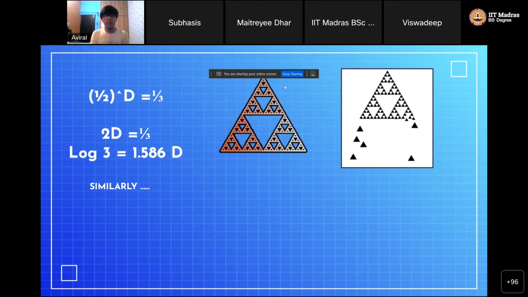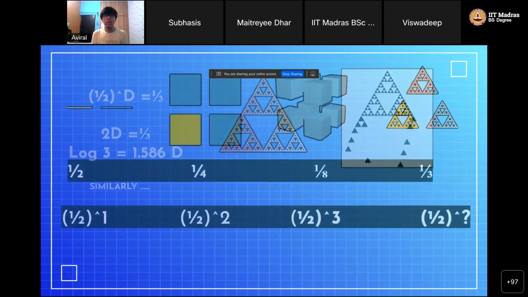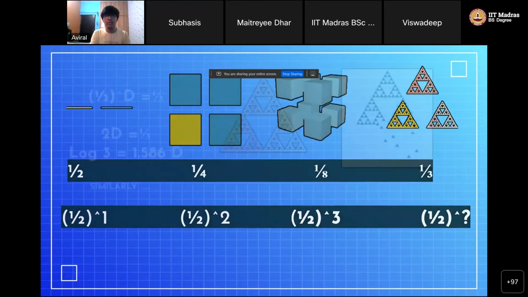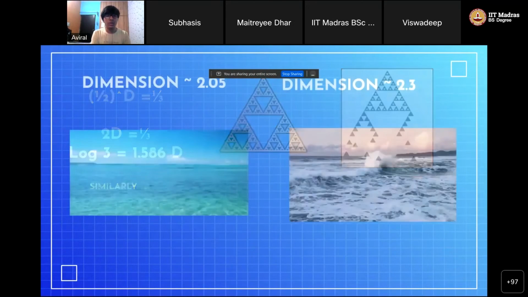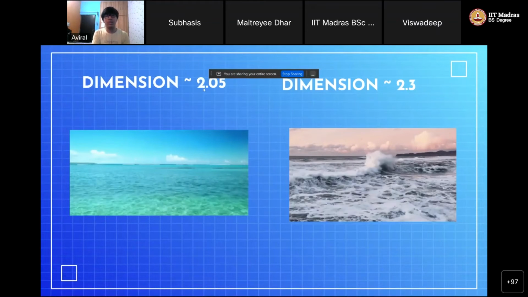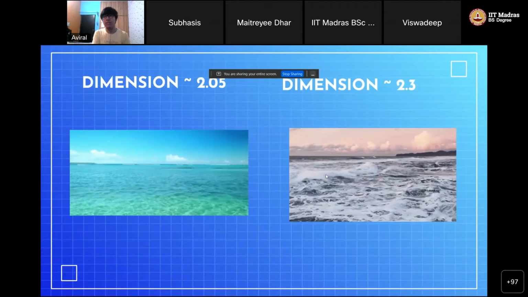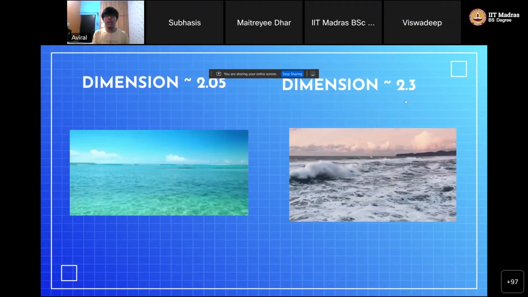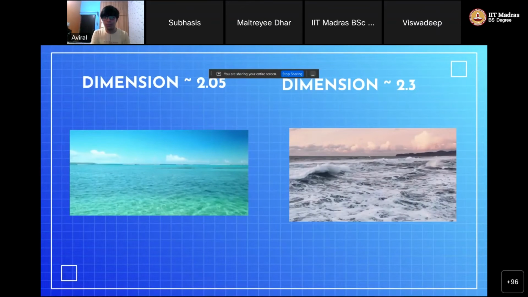But why is it important? What is the use of it? In nature, as we can see, we don't have perfect shapes. We don't have perfect squares everywhere. We don't have perfect cubes. We have kind of fractals. So if I want to define the dimension of an ocean, which is calm, the dimension turns out to be 2.05. And if it's violent, it turns out to be 2.3. So nature is not in integral dimension values. It has fractional dimension values.